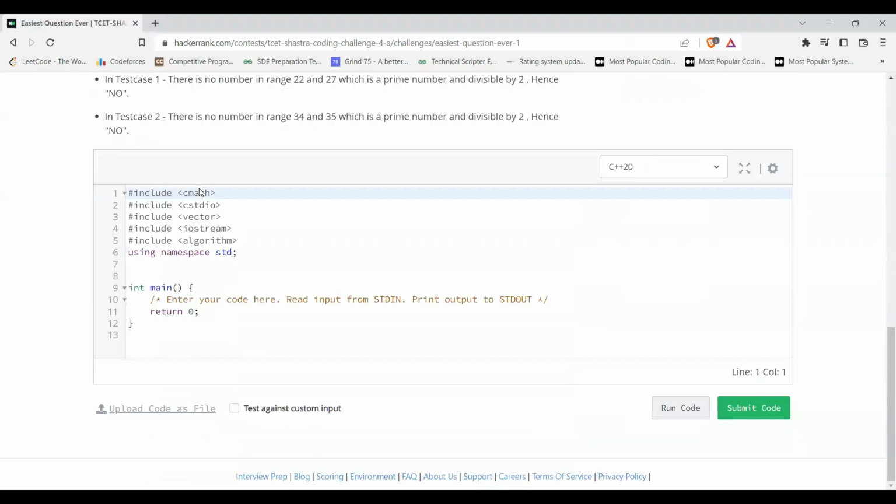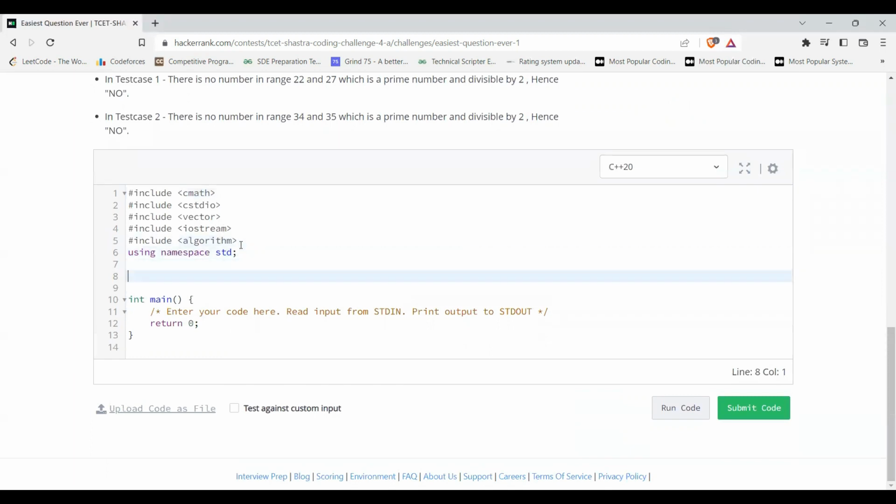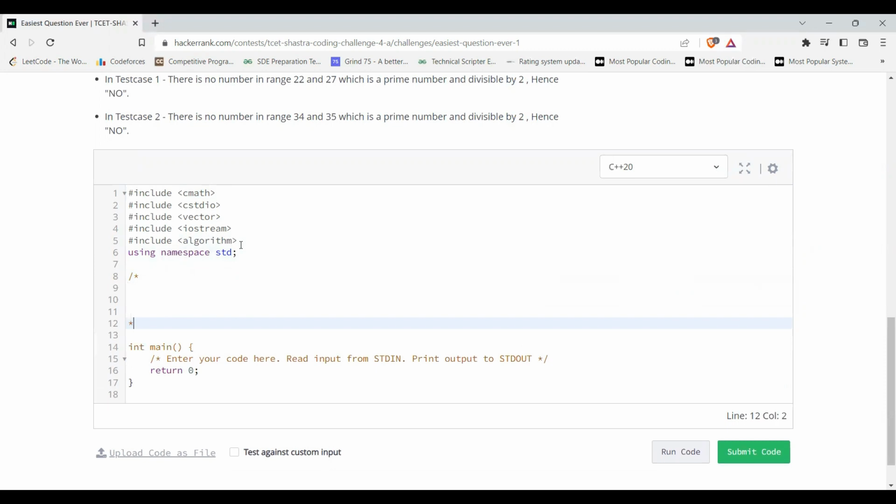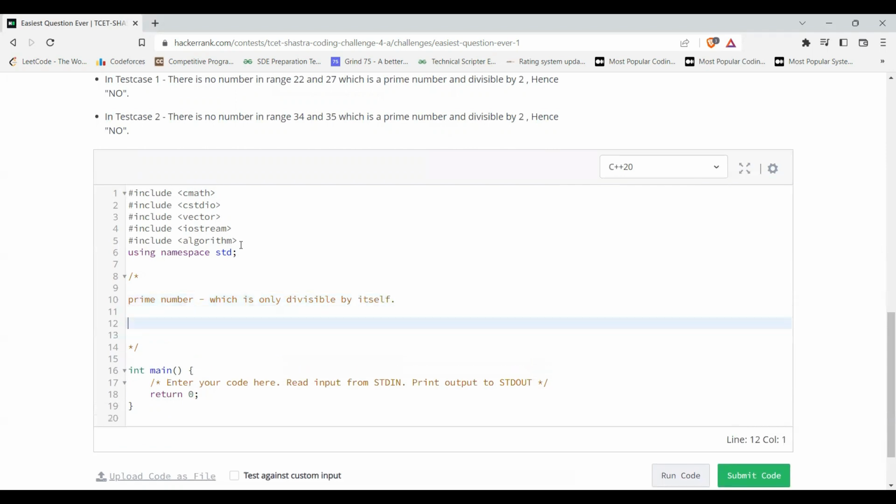Okay. So basically, first of all, as we all know, what is the term prime number? A prime number basically means a number which is only divisible by itself. And there are two conditions given. First, it should be a prime number, and second, it should be divisible by 2.